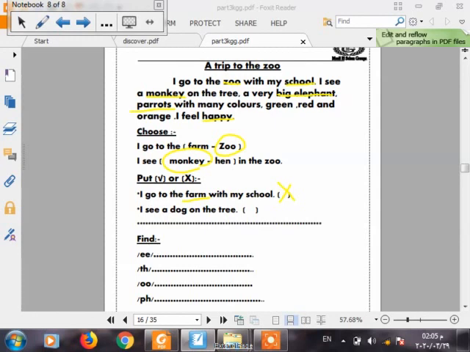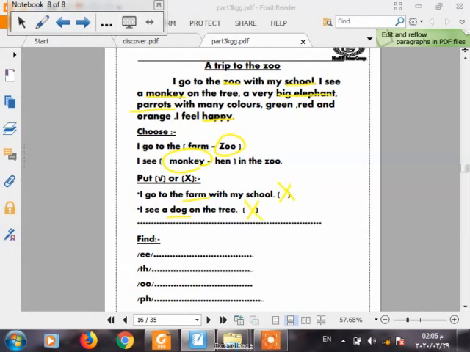Okay, the second one. I see a dog on the tree. So he saw a dog on the tree? No. If you go back to our paragraph, we will find that I see a monkey on the tree. So this one is wrong too. Make the wrong sign.